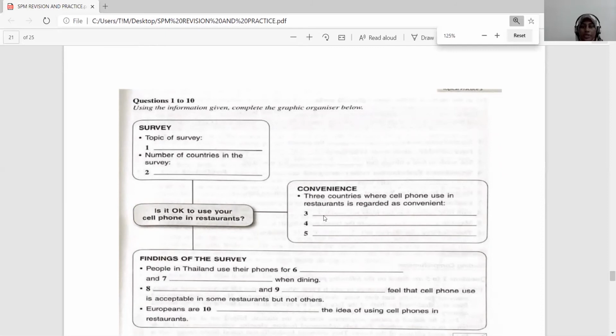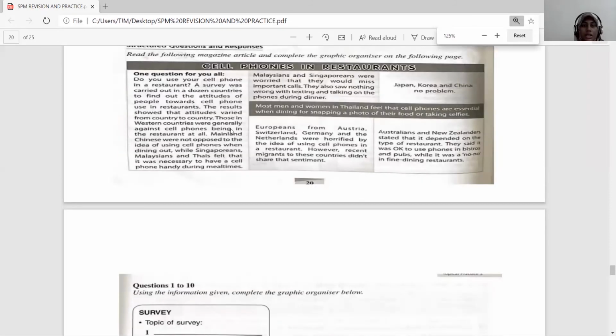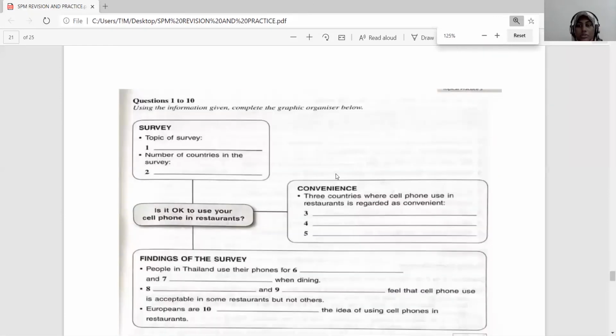Okay, now number three, which country? Number four, number five. Malaysia, yes. M must be capitalized. Okay, number four. You all want to look at the text? Here. It's here. Malaysia, Singapore, and Thailand. Why, Chia? Alright, convenience is actually Malaysia, Singapore, and Thailand.